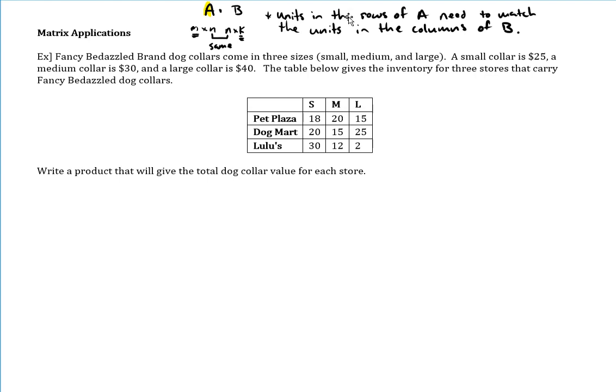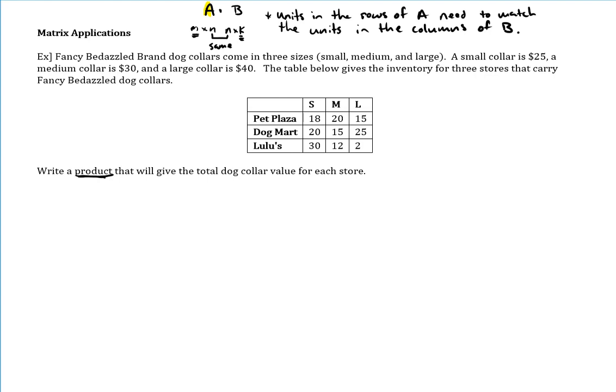Okay, but I think the main thing out of the applications is what we first wrote in the words here. All right, so matrix application, let's read this problem. It says, fancy bedazzled brand dog collars come in 3 sizes, small, medium, and large. A small is $25, a medium collar is $30, and a large collar is $40. The table below gives the inventory for 3 stores that carry fancy bedazzled dog collars. So we have the 3 stores, and then here's their sizes. Write a product that will give the total dog collar value for each store.